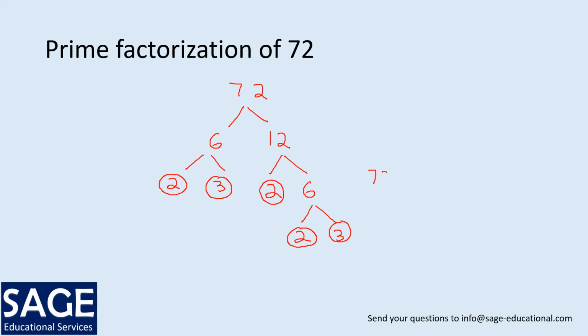So I can say 72 equals, how many times do I see a 2 here? 1, 2, 3. So this would be 2 to the power 3. And then times, how many times do I see a 3 here? 2 times, so 3 to the power 2. So that's how you do prime factorization of 72.